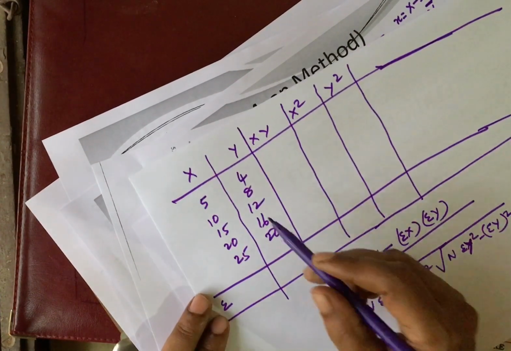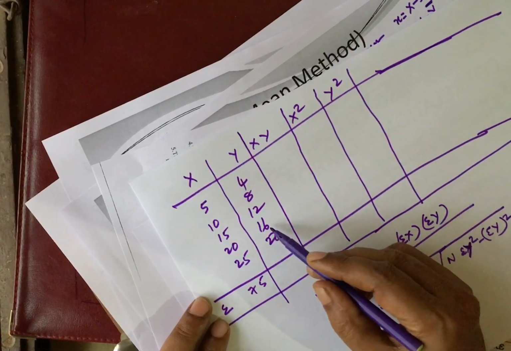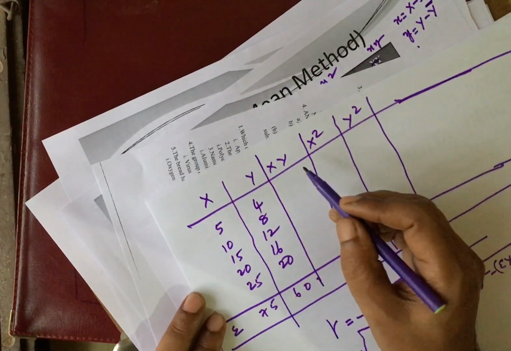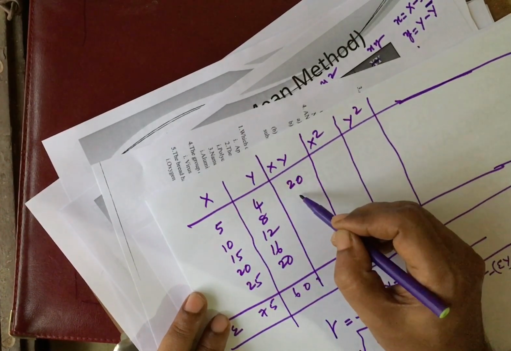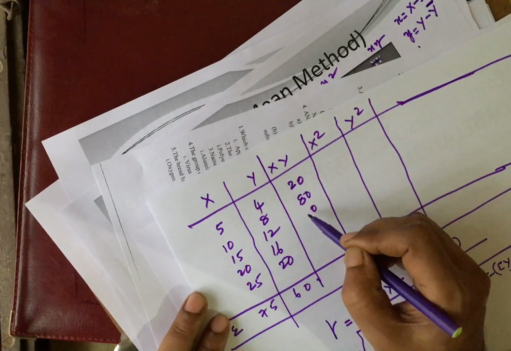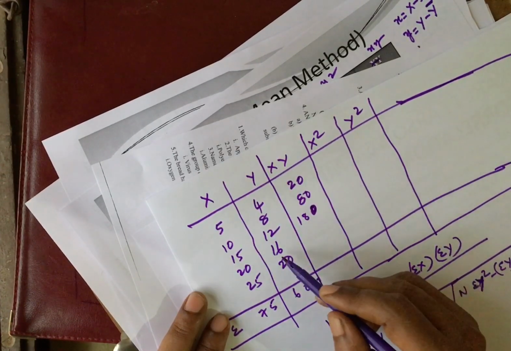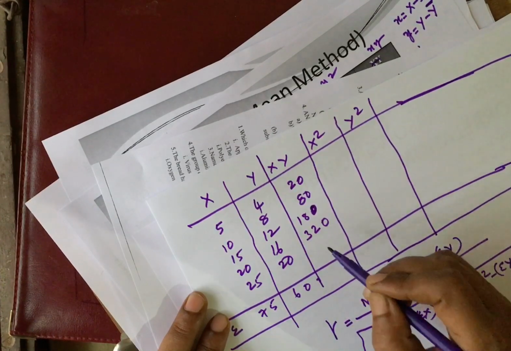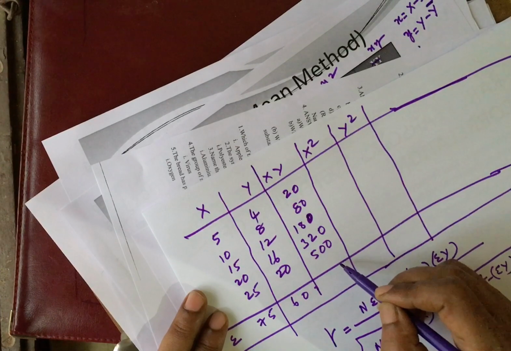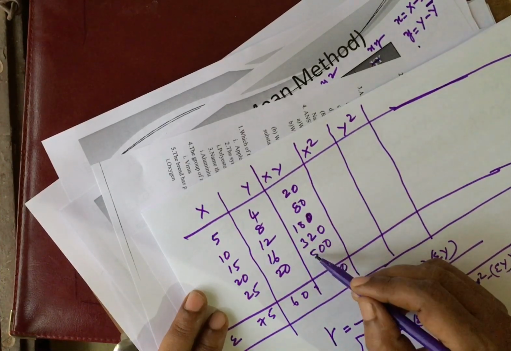Now let us see here. 5 5s are 25... 3 5s are 15, 5 5s are 25. Then the xy column: 5 4s are 20, 8 10s are 80, 12 15s are 180, 16 20s are 320, 20 25s are 500. Then the total of xy.